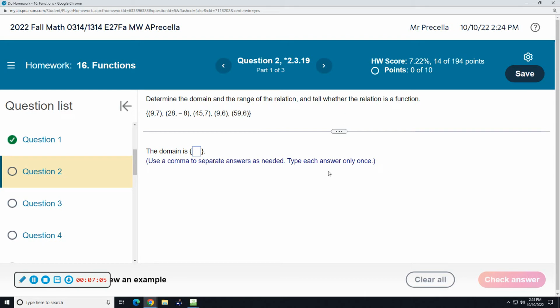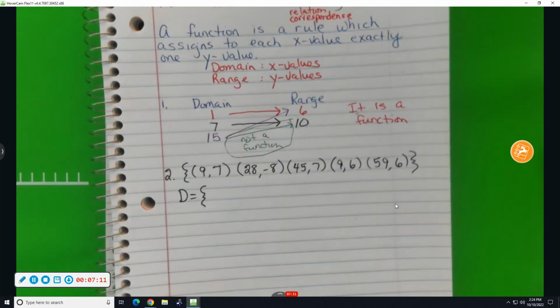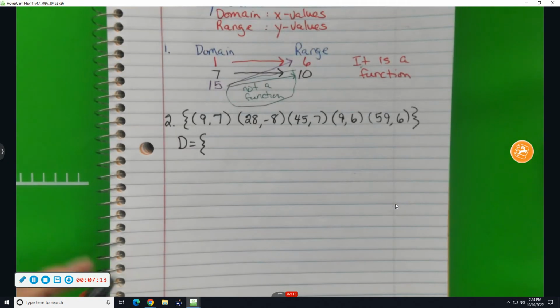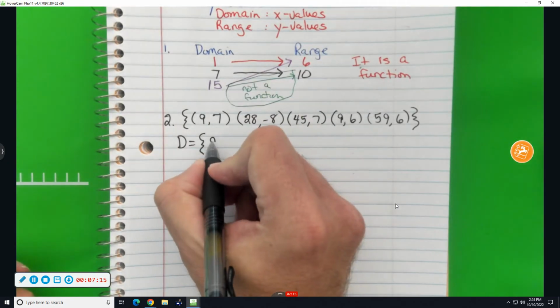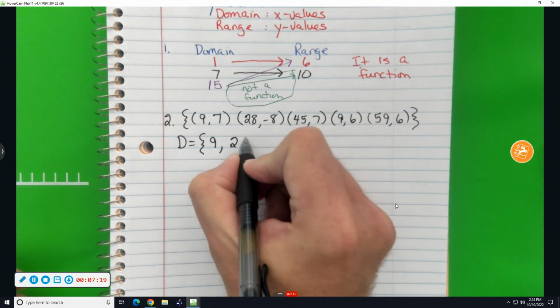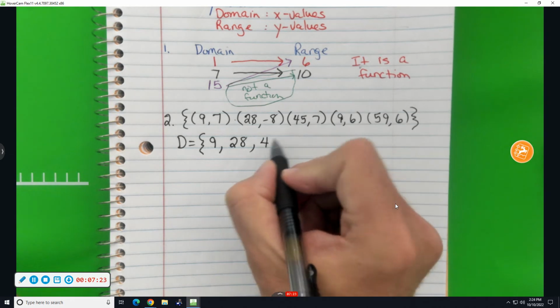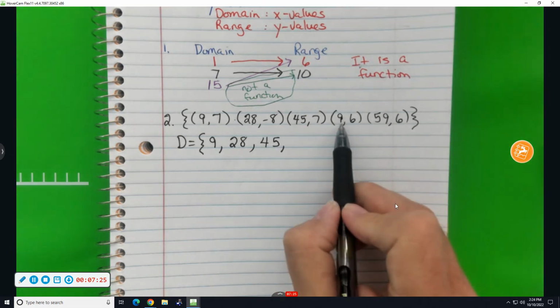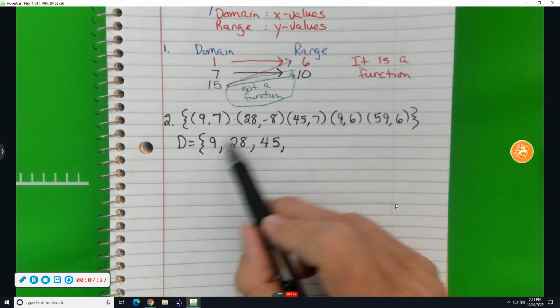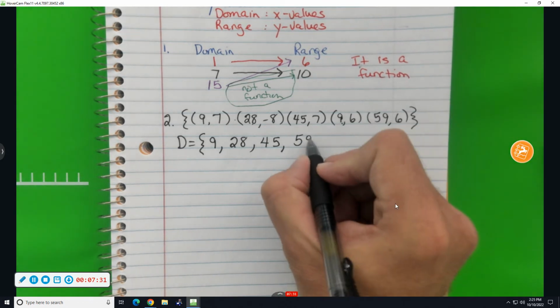So I'm going to write down the x values, but I'm not going to repeat any of them. So the x value, there's a 9. What's the next x value? 28. Then 45. 9 has already been listed, so don't repeat it. And 59. That's correct.